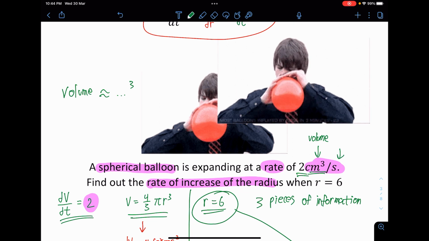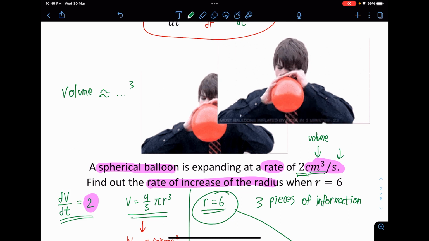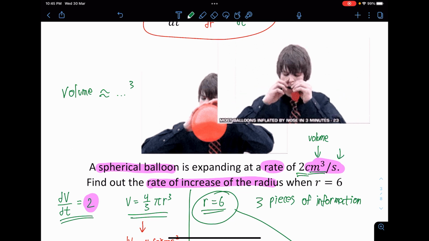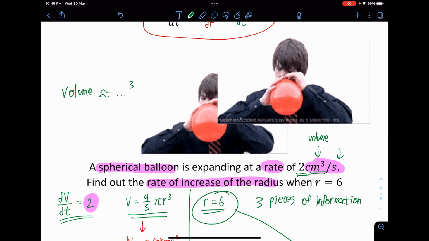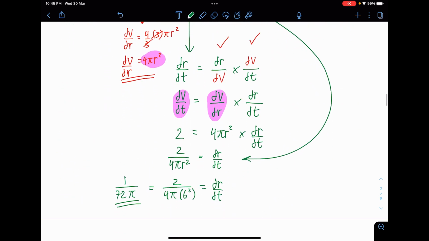Does that mean that the rate of radius increase is just cube root of 2? The answer is no. The rate of change of the radius actually depends on the situation. When r is 6, I got the increase of the radius to be 1 over 72 pi. When the radius is different, let's say when r equals 1, dr/dt will be 1 over 2 pi, which is actually quite a bit bigger.